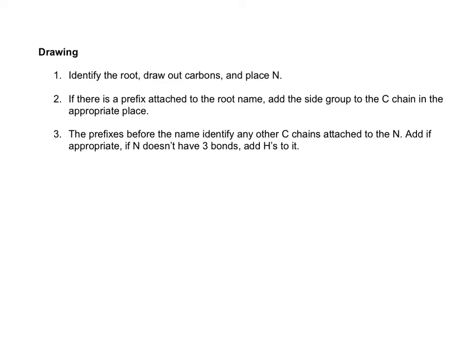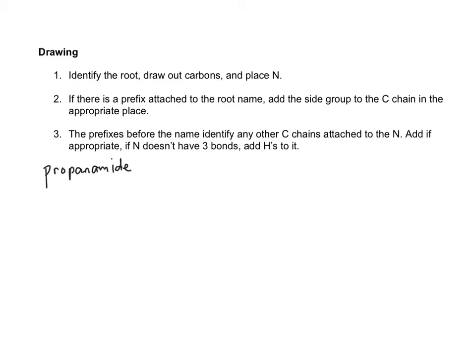So drawing an amide: draw the root, draw out the carbons, and place your nitrogen. If there's a prefix attached to the root name, and that would mean it would come right in front of the word that contains amide, add the side group to the carbon chain at the appropriate place given by the number. The prefixes before the name are any of the carbon chains attached to the nitrogen. If appropriate, if nitrogen doesn't have 3 bonds, you're going to add hydrogens to it.